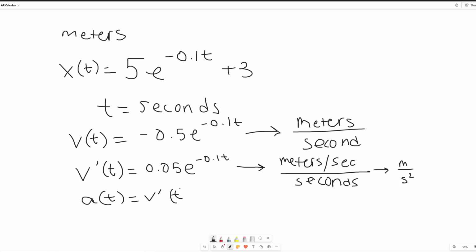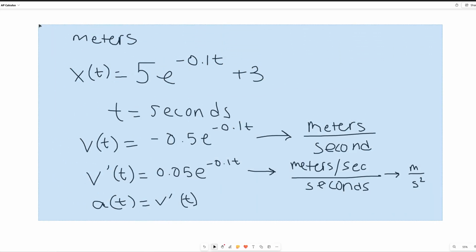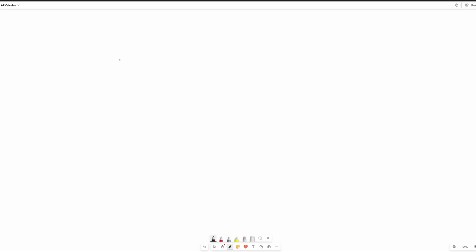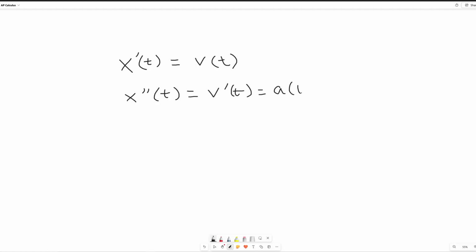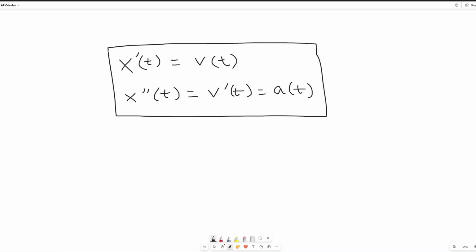So we have this really nice relationship between position, velocity, and acceleration. X prime of t equals velocity. X double prime of t equals v prime of t, which equals acceleration. So this principle is what defines particle motion in calculus.